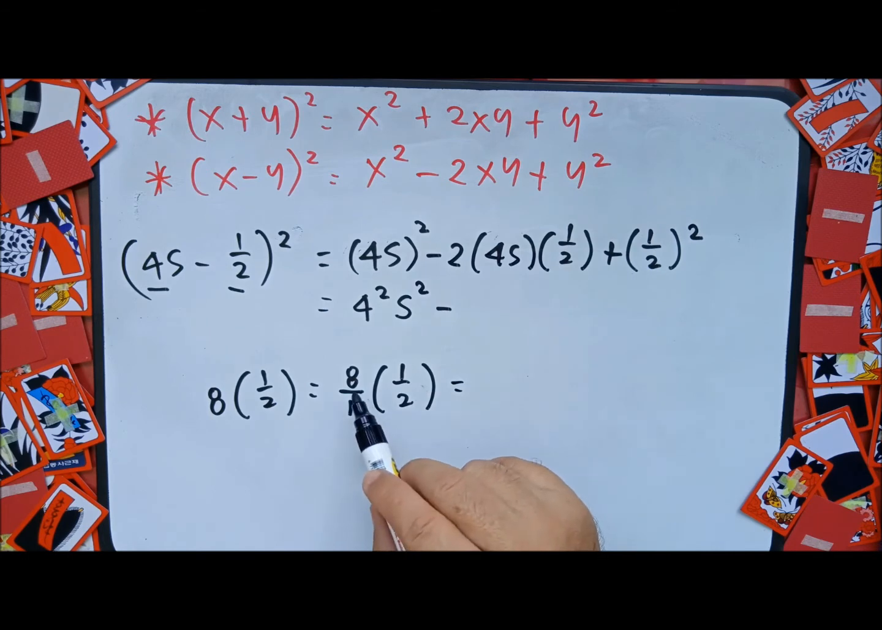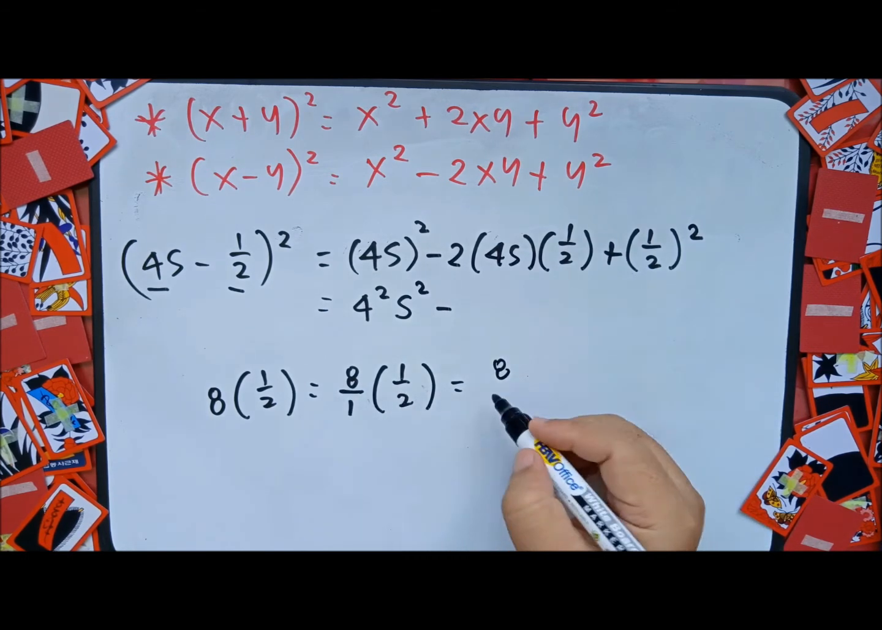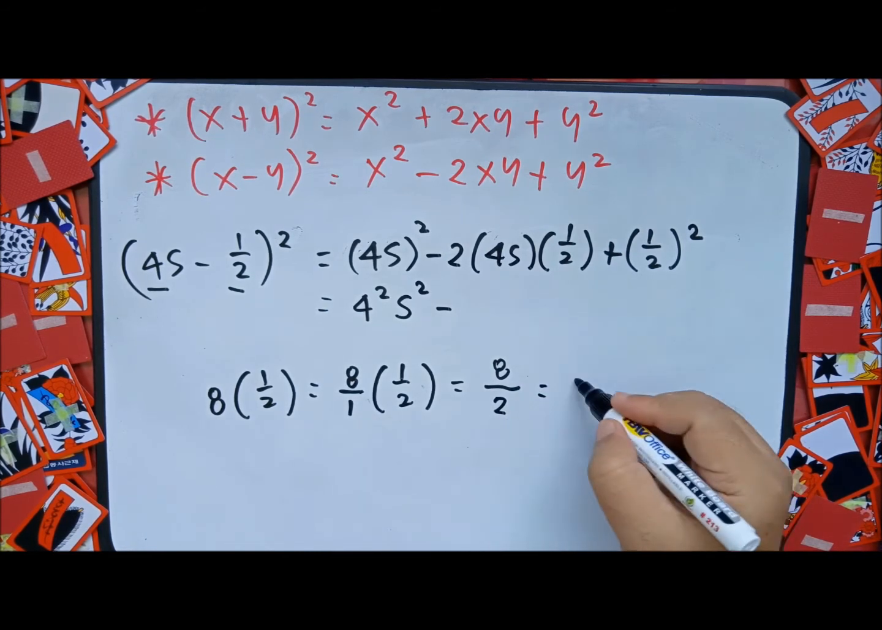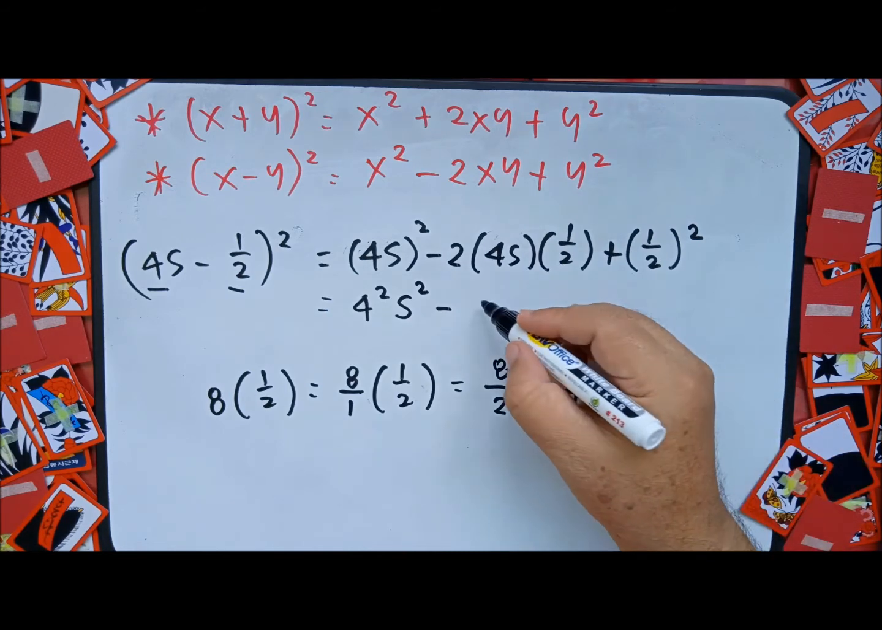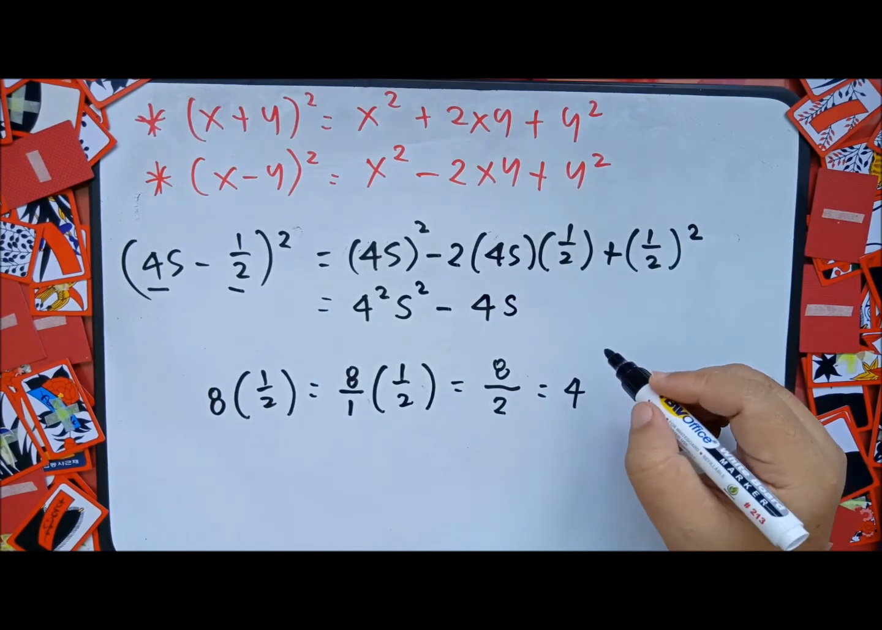Then, what is the rule? Multiply the numerators. 8 times 1 is 8. Then 1 times 2 is 2. So 8 divided by 2 is 4. So this will become 4. Then s. You have to copy the variable.